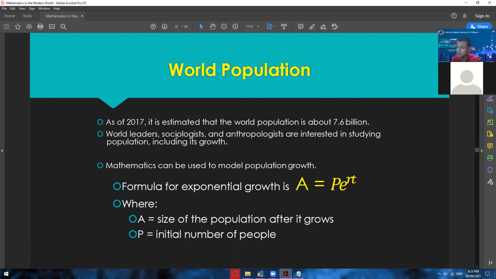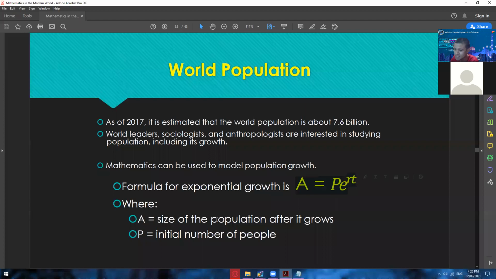So world leaders, sociologists, and anthropologists are interested in studying population, including its growth. So we are computing when we are going to reach 10 billion population in the entire world. Okay, so mathematics can be used to model population growth. So the formula for exponential growth is this one. A is equal to P times e raised to r times t. Okay, but most likely I read this one as "A equals Pert." So with that, it's easier to memorize, or it's easier to get familiar with this formula.